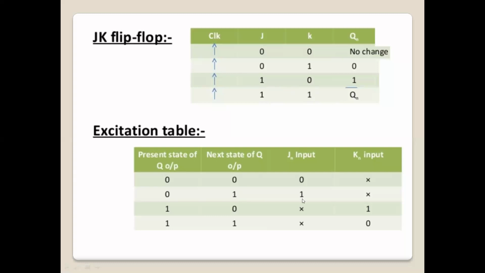So J equal to 1 and K is different for each condition, 0 here and 1 here. So we can take don't care, x. So we took 1 x. Similarly for 1, 0 we got x 1, and for the 1, 1 condition we got x 0.